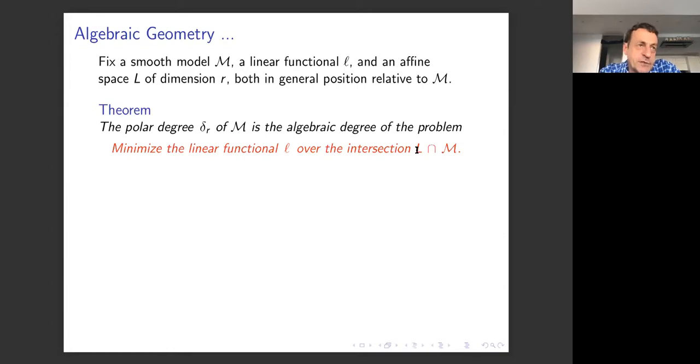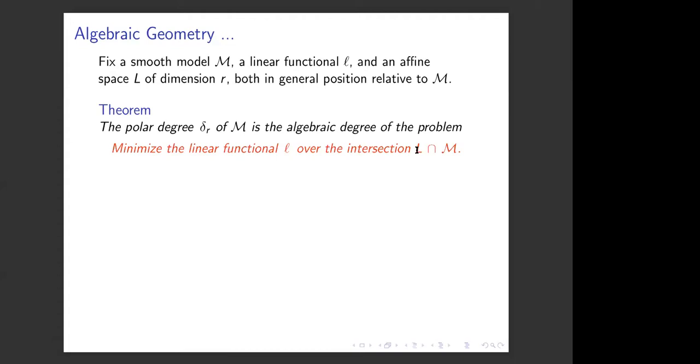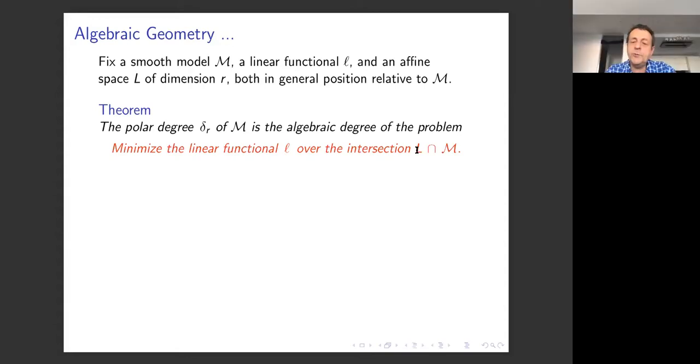Now, there's a couple of questions. Well, first question is, what's the polar degree? Well, if you know what the polar degree is, that's a concept from intersection theory, then this is a theorem. If you don't know what the polar degree is, then this is a definition. So for most people in the audience, take this as a definition. So there's some quantity delta R that we can compute using intersection theory that gives us this number.